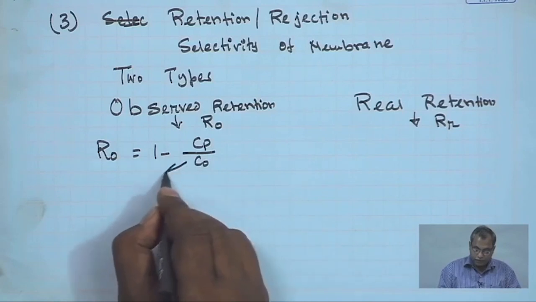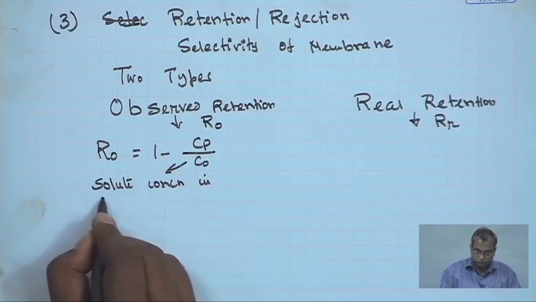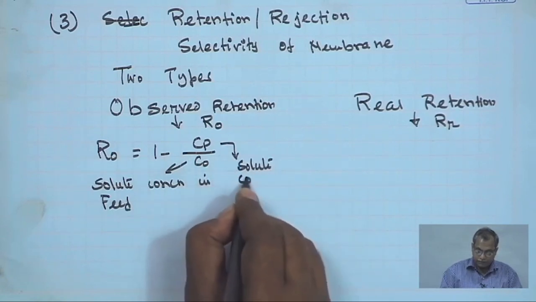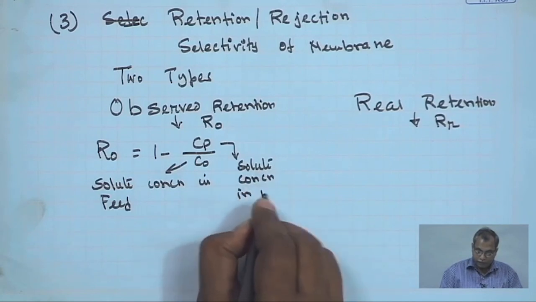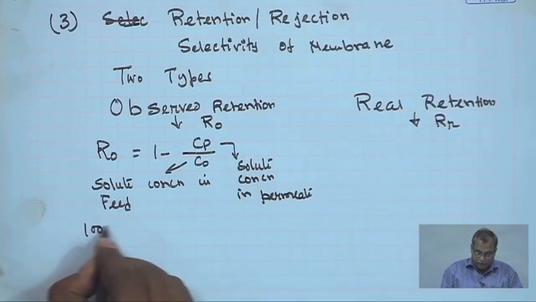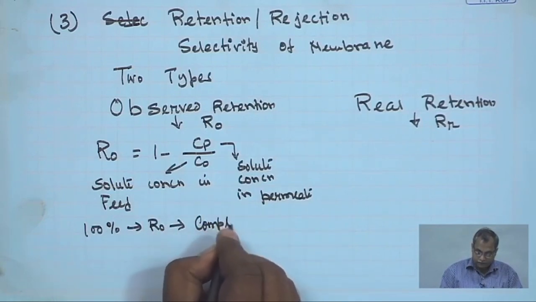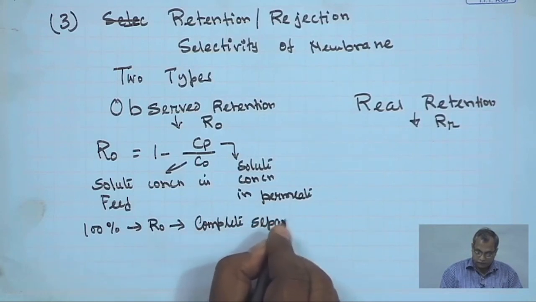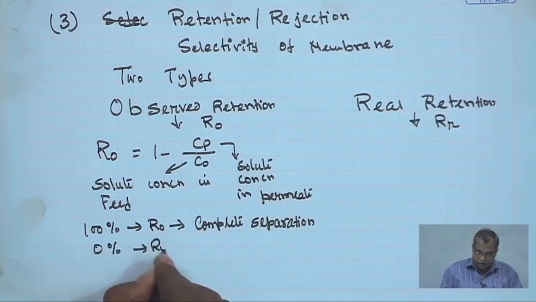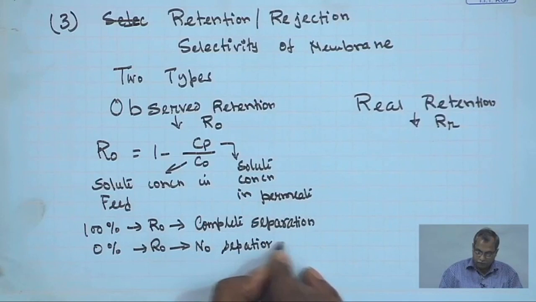So, what is C naught? C naught is the solute concentration in feed. What is C p? C p is the solute concentration in permeate. So, 100% R naught indicates complete separation, and 0% R naught indicates no separation of solute.